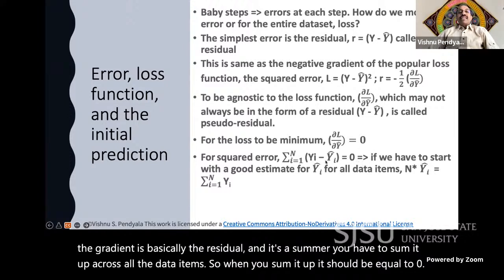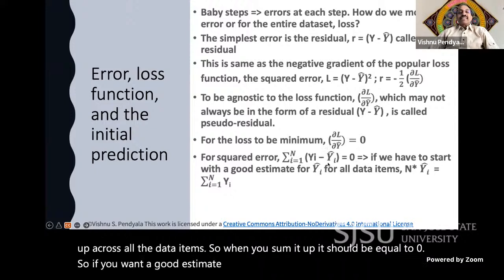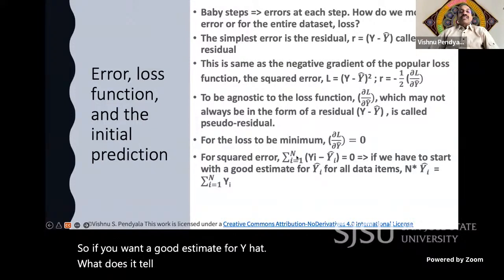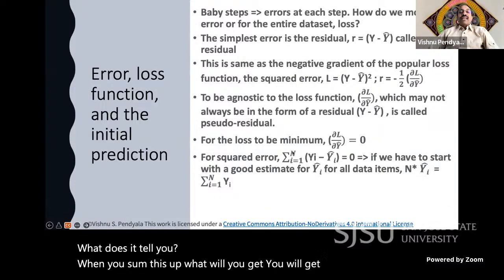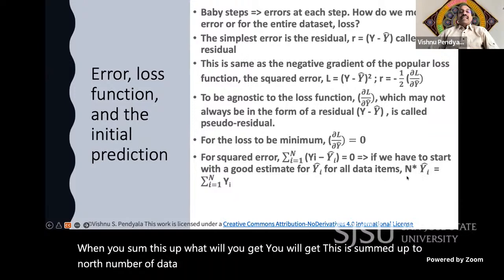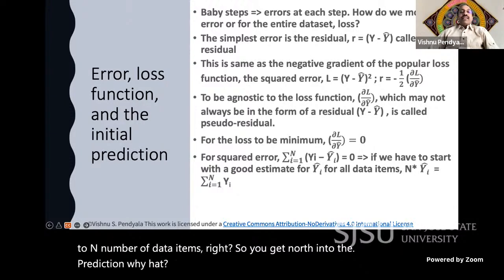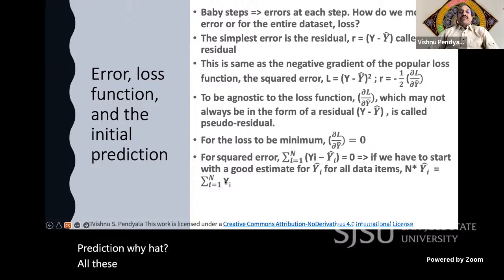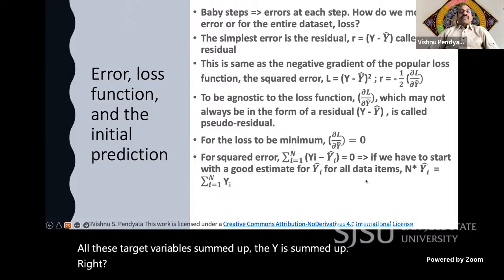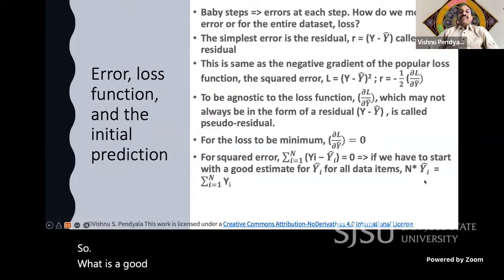So if you want a good estimate for ŷ, what does it tell you? When you sum this up, what will you get? This is summed up over n data items, right? So you get n times the prediction ŷ minus all these target variables yi summed up. So what is a good estimate for ŷ now from this equation? Any answers?